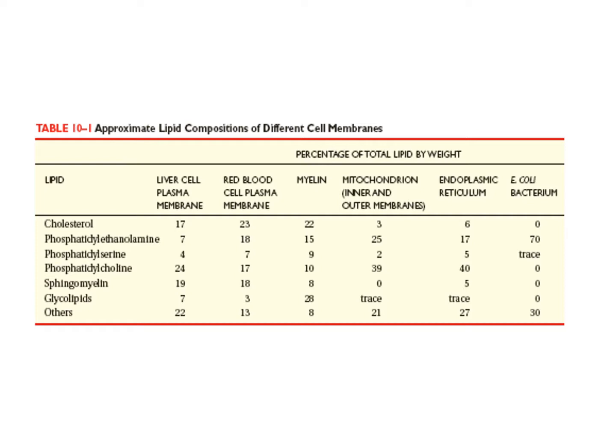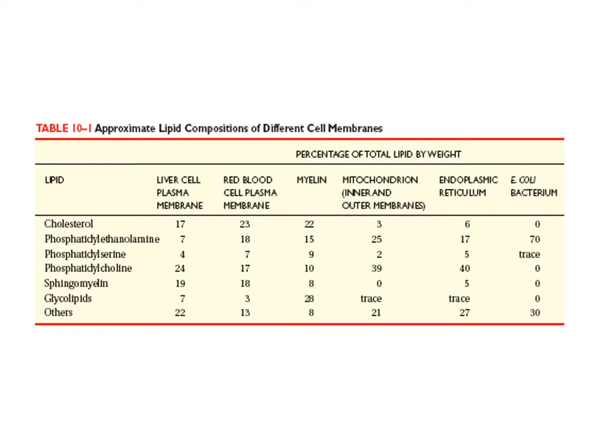So if you look in our body and look at lipid by weight, the amount of cholesterol varies, and the amount of all the different phospholipids, ethanolamine, serine, choline, and sphingomyelin changes, from the liver to the red blood cells to our muscle fibers to the mitochondria to the ER. And then here's bacteria.